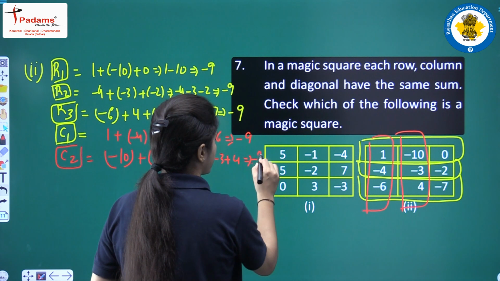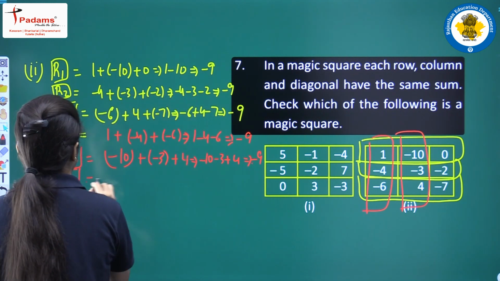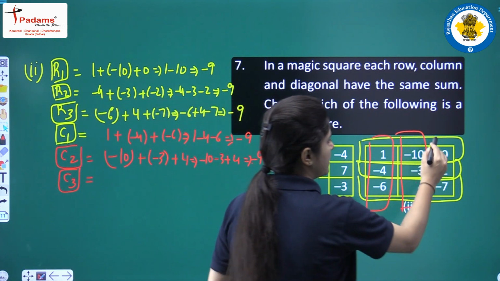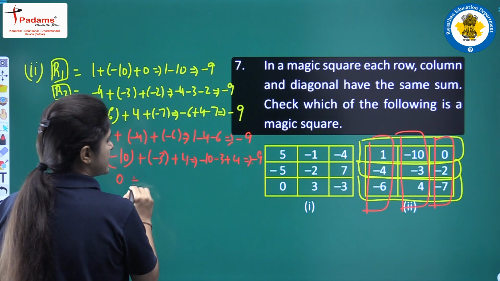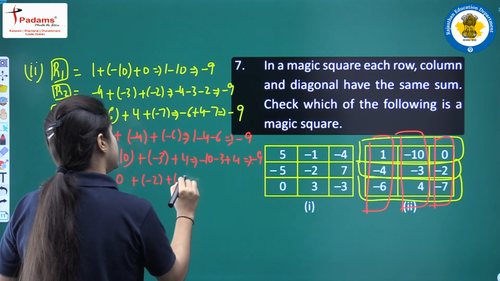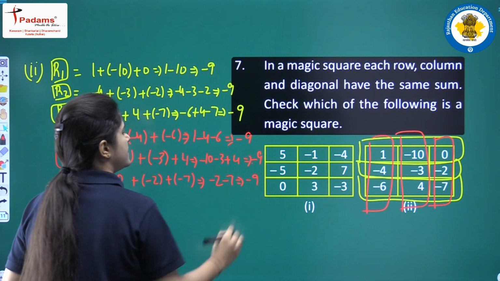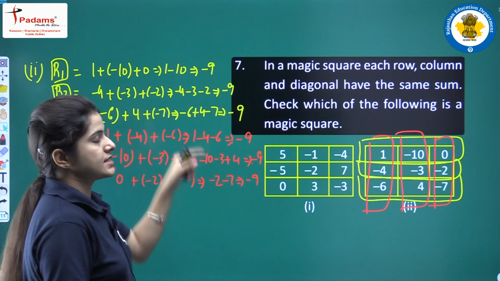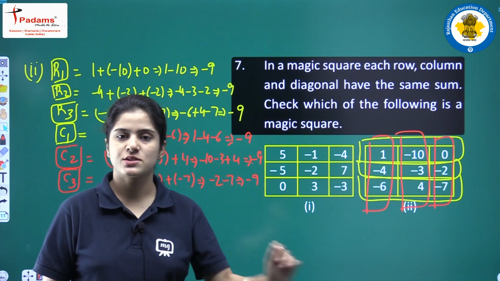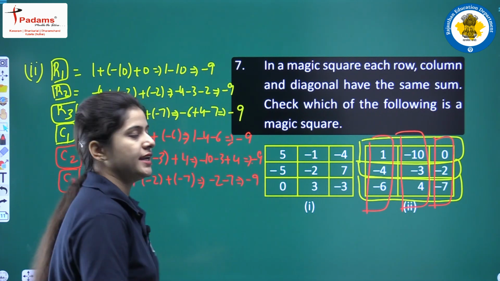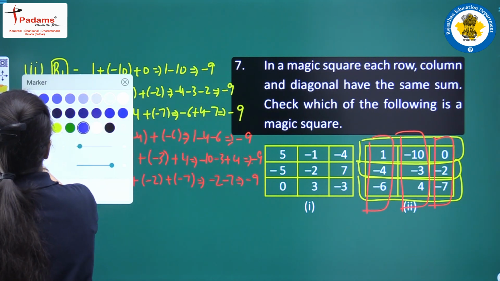Okay, students. Now column 3, this is the column 3, 0 plus minus 2 plus minus 7. So minus 2 minus 7 is equal to minus 9. So clearly we can say that the sum of each row is equal to minus 9, the sum of each column is equal to minus 9. Now we have to find out the sum of each diagonal. Okay, students. So let's find the diagonals.